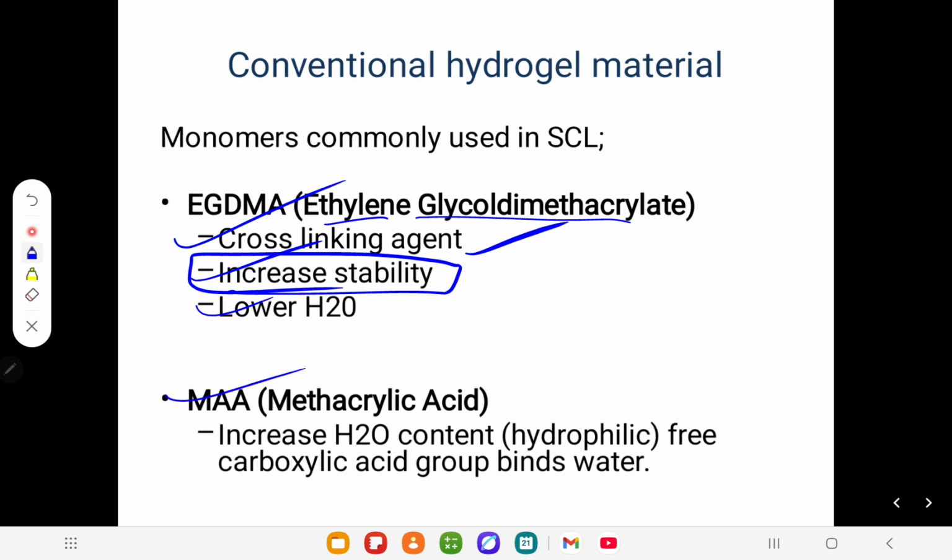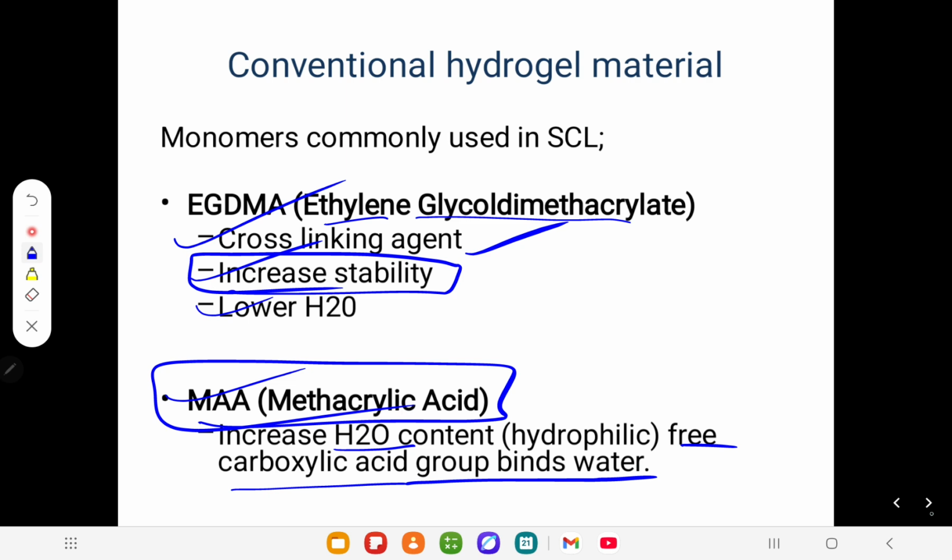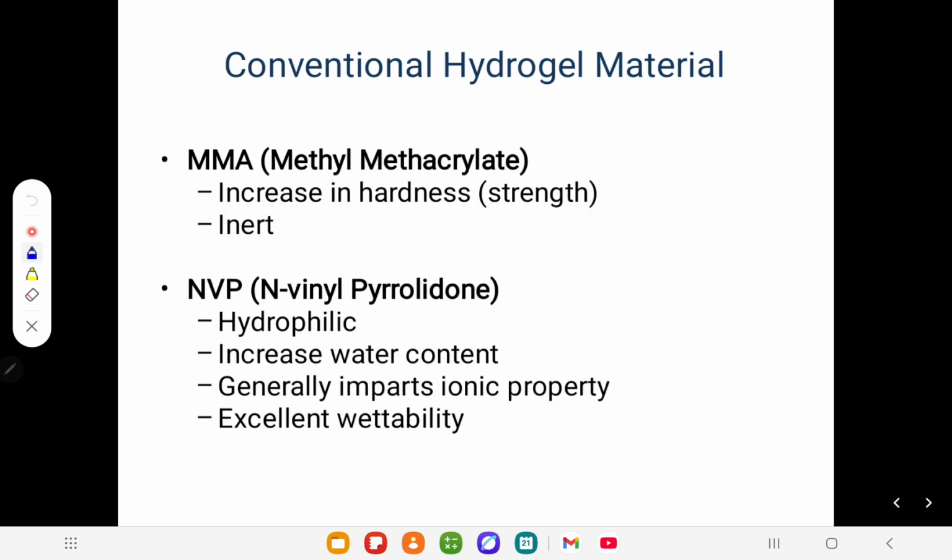Methacrylic acid, MAA, increases water content and is hydrophilic because the free carboxylic acid group binds with water. So it is also added to increase water. Another one, MMA, is methyl methacrylate, which increases strength and hardness and is inert. If I add P, what does it become? Polymethyl methacrylate, isn't it? So when you add methyl methacrylate, it means PMMA, which is very hard, inert and a very strong material, isn't it? MMA gives you strength.